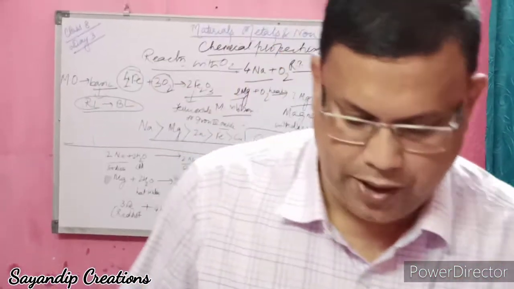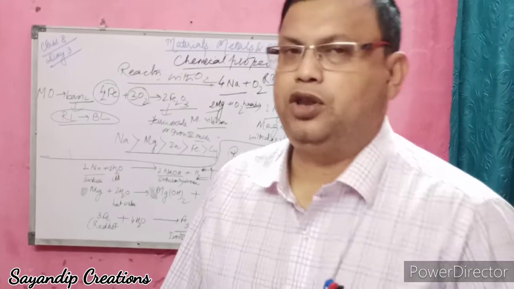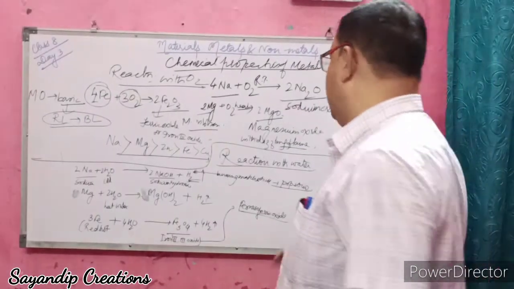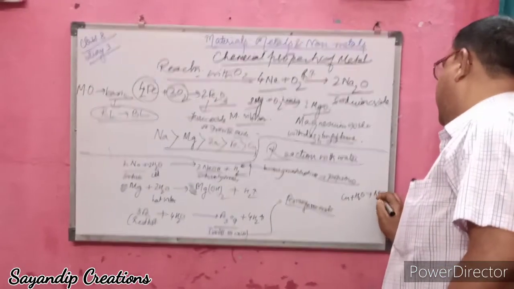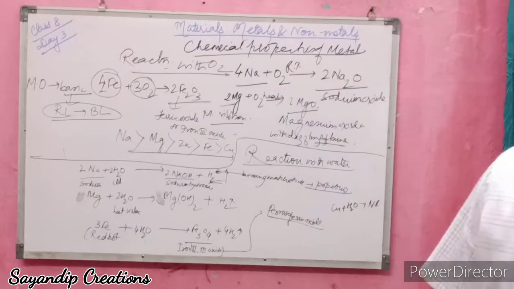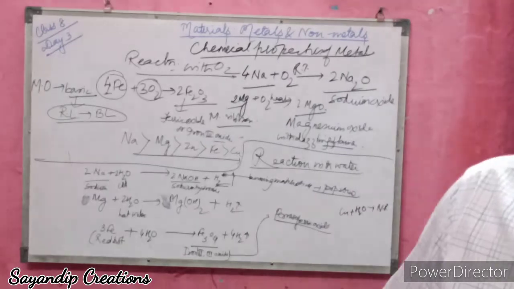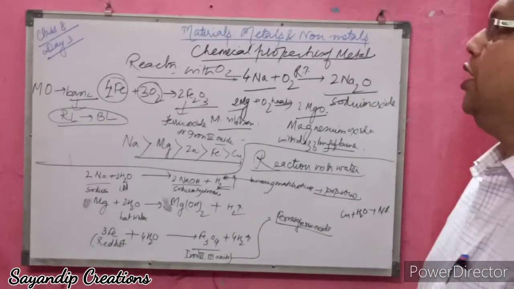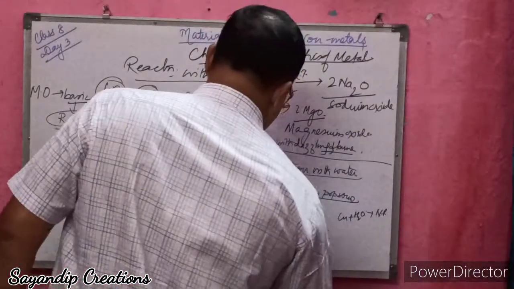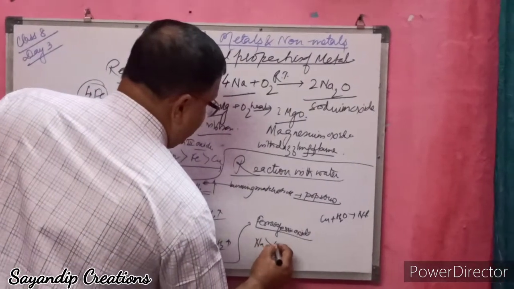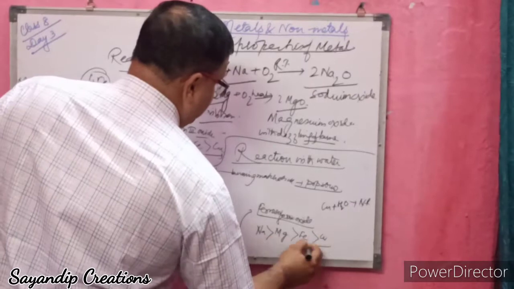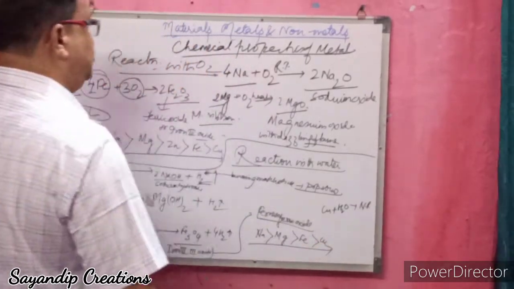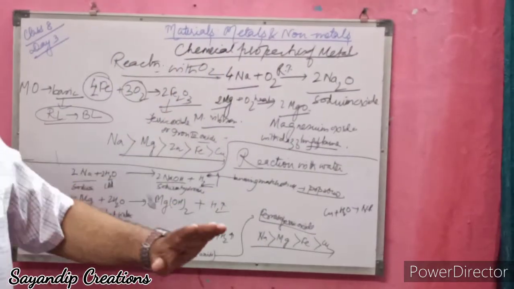Now, if you come to copper, copper does not react. Copper plus water, no reaction. So what is the reactivity series? First is sodium, then magnesium, then iron, and last is copper. This way is the reactivity series. So hope you have understood that.